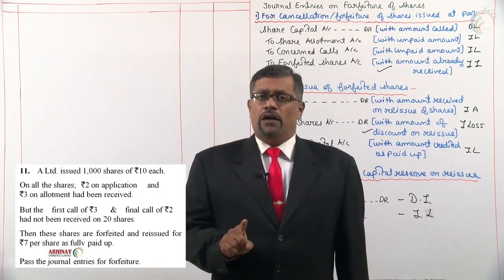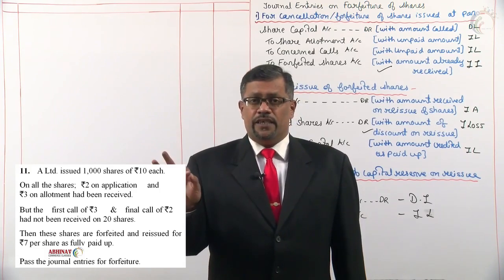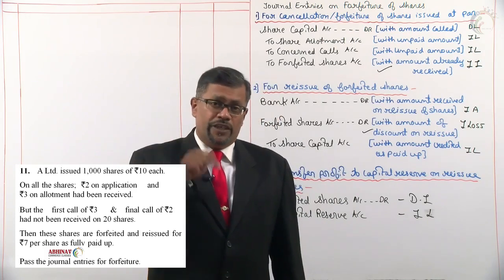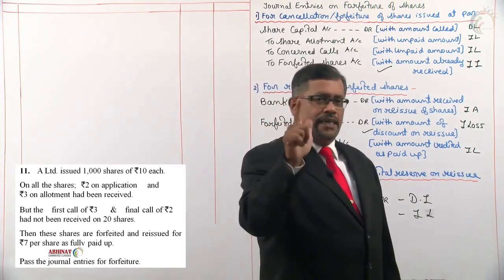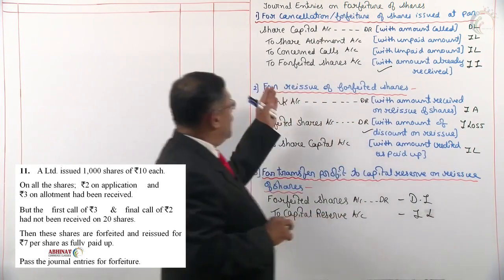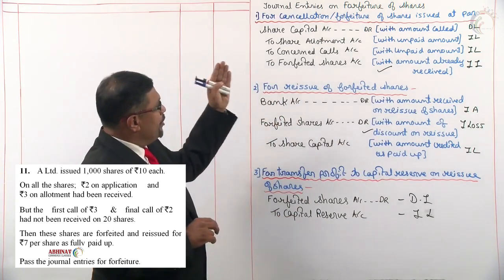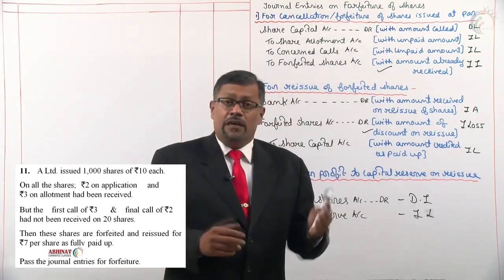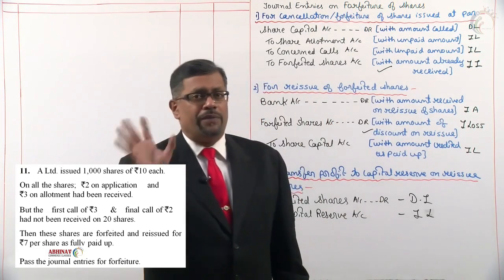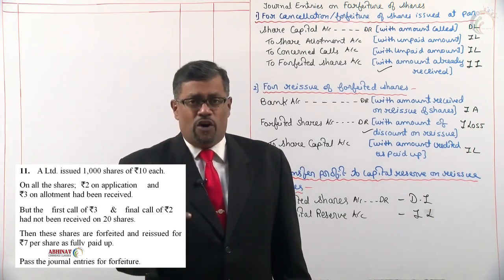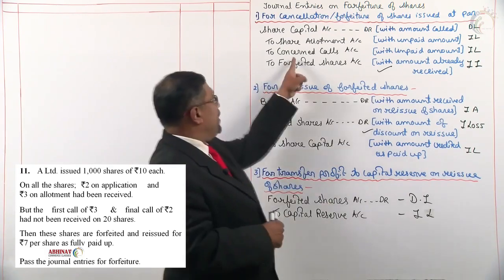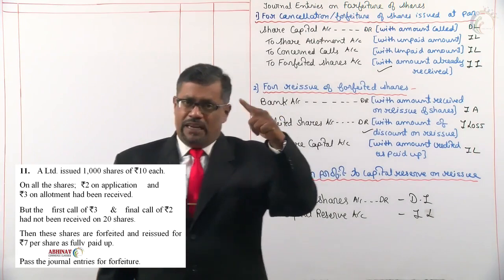First entry will come for forfeiture of shares. Why are we doing the forfeiture? For non-payment of call money. Which call money? First call as well as the final call. So, when you pass the entry, as per the format, share capital account debit to share allotment, but allotment money is received. So, in this problem, we will not show share allotment. Directly we'll move on with the concerned calls. Which are the concerned calls? First call as well as the final call.